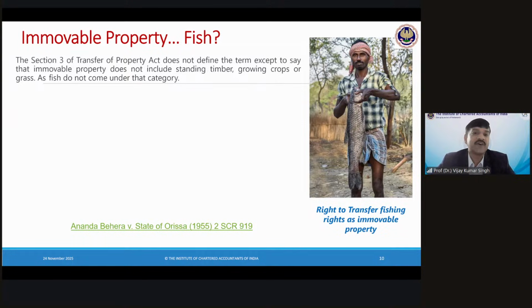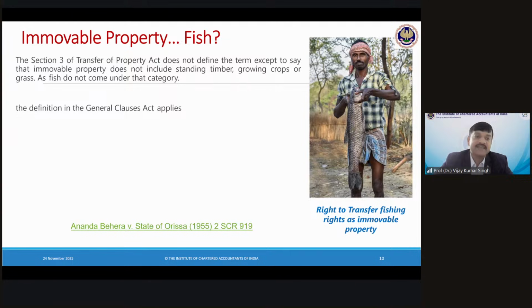So, Section 3 does not define the term immovable property, except to say that immovable property does not include standing timber, growing crops, or grass, right? So, it is basically saying that if there is a tree which is standing on a piece of land, that is not immovable property because it can be cut. Similarly, standing timber or growing crops or grass. A fish does not come under this category. So fish is not a standing timber or grass. It is a movable thing, as all of you just now said. So the definition in the General Clauses Act applies.